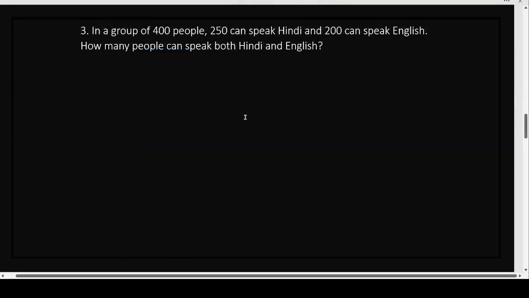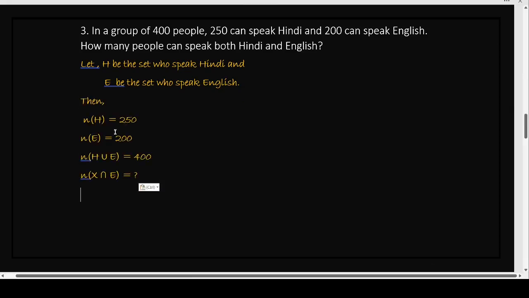Third one. In a group of 400 people, 250 can speak Hindi and 200 can speak English. How many people can speak both Hindi and English? We'll write down the problem in the notation of sets. Let H be the set who speak Hindi and E be the set who speak English. Then it follows n(H) is 250. That means the number of people who speak Hindi are 250, and n(E) is 200.